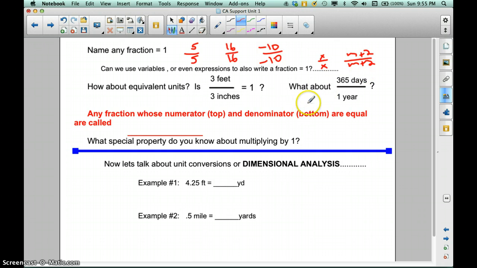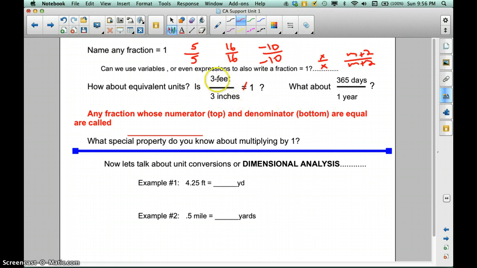So now that we've covered that, we need to look at units. If we look at this fraction here, 3 feet over 3 inches, what I want to know is if that is equal to 1. Certainly 3 over 3 is equal to 1, but do the units matter? Let's think about the length, because remember, we're talking about something over itself is equal to 1. So 3 feet, that's probably about the width of your desk. Is that length the same as 3 inches, which is maybe the width of your hand? Clearly not, which means that this fraction is not equal to 1.